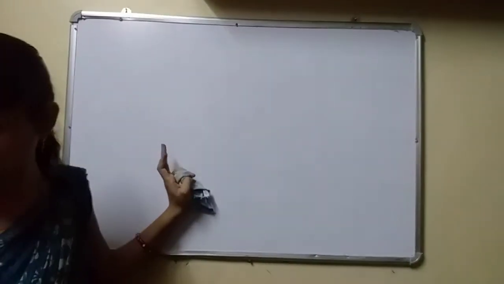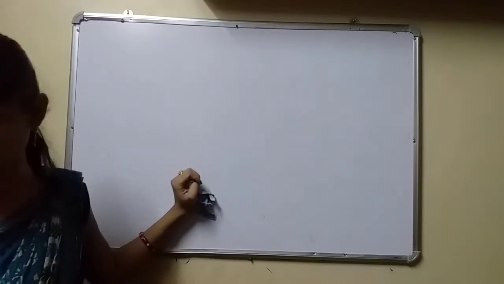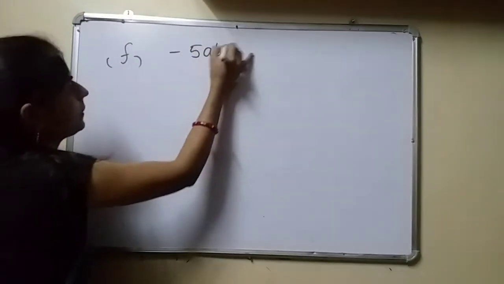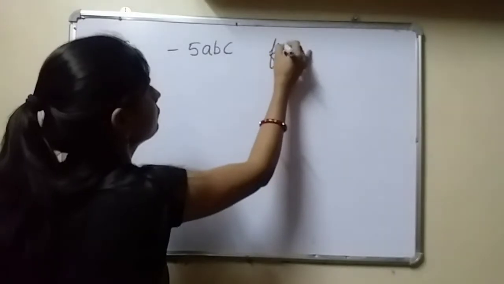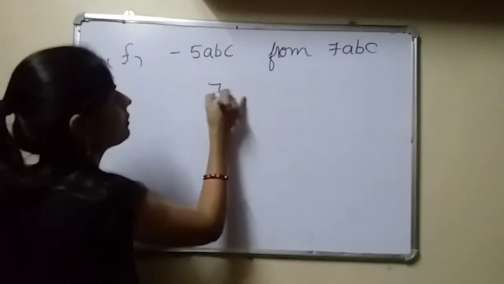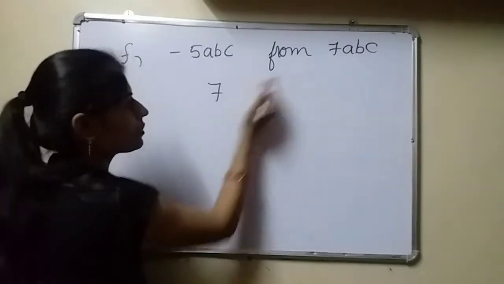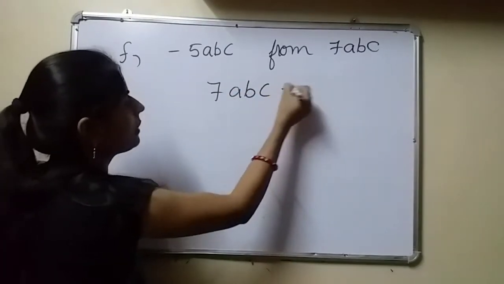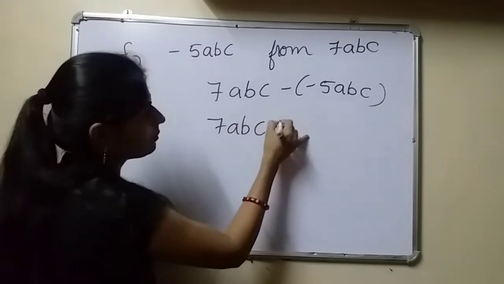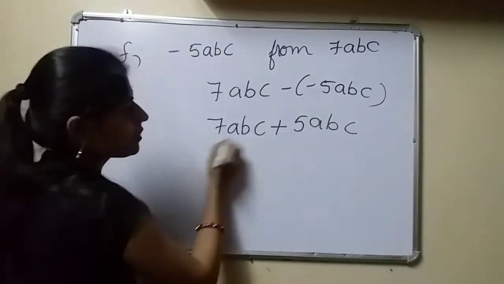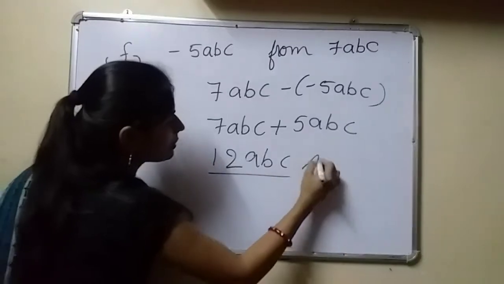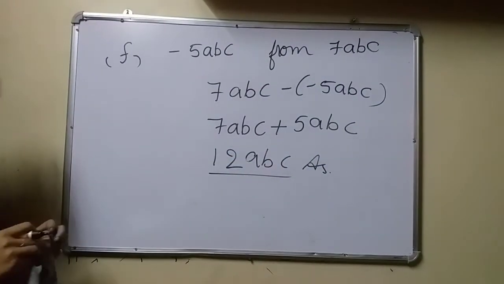Now C you can solve, D also you can solve. I will solve question number F: subtract minus 5abc from 7abc. So 7abc will be written here, minus minus 5abc, so 7abc plus 5abc. Add these, abc will be written the same as it is. 12abc is your answer.